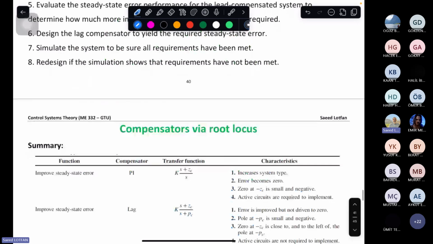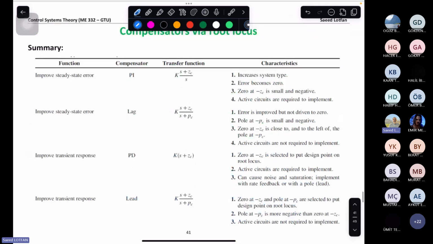Okay, so as a summary, we see that PI controller is like S plus Z over S. Lag is S plus Z over S plus P. PD is pure, just S plus Z. And lead is S plus Z over S plus P. Again, you see lag and lead are the same.